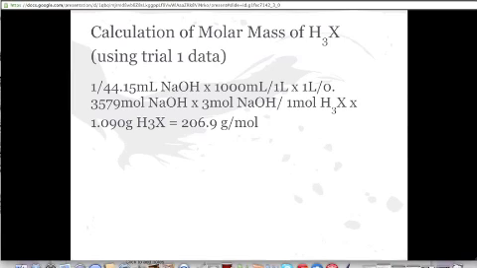To end the lab, we must make a final calculation of the molar mass of the unknown substance. And of course, we're going to be using trial 1 data, most of which we just calculated in the slide before. In this calculation, we start out by converting milliliters to liters, and then we use the molarity of NaOH, and then we get the mole ratio of 3 moles sodium hydroxide to 1 mole of unknown substance to convert so that our final solution pertains to the unknown substance. And finally, we get 206.9 grams per mole.